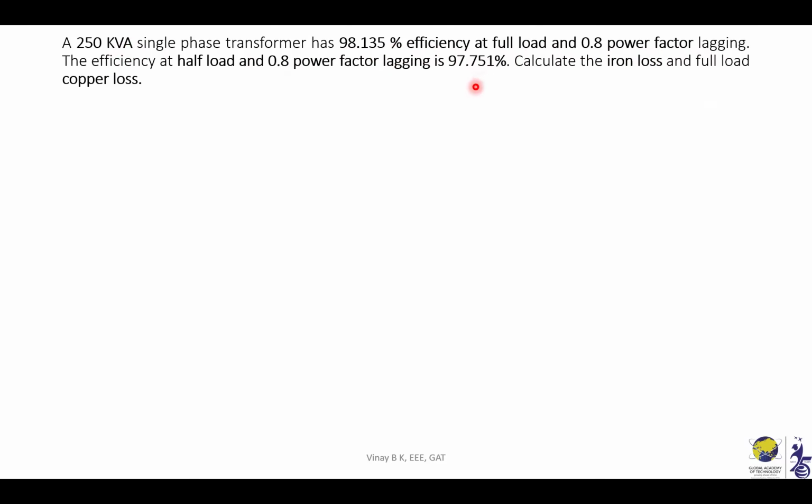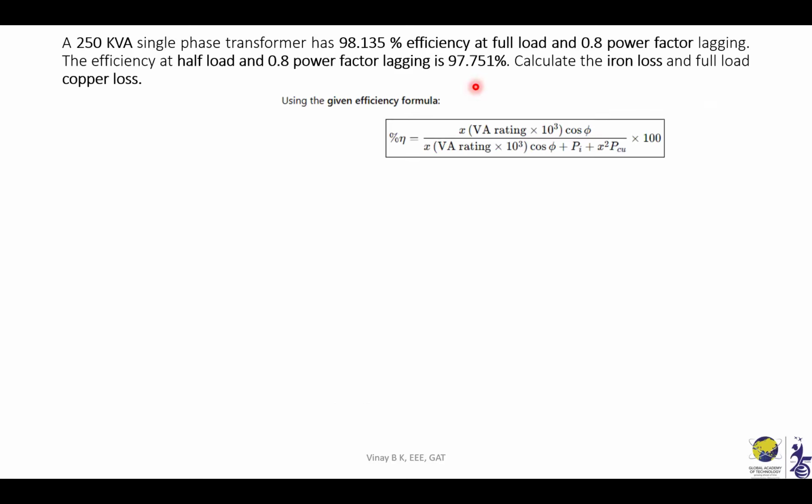Again, the same thing. From full load, you'll get one equation. From half load, you'll get another equation. Solve that with the help of calculator, you'll get the PI and PCU. So that you are using the formula of efficiency, I'm defining now only. Now you write the given rating, they are given 250 kilovolt amperes, power factor 0.8 for both half load and full load. Full load efficiency, half load efficiency, they are given.